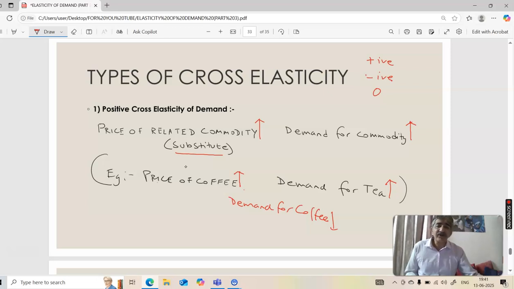So there's a direct relation between the price of related commodity and demand for the main commodity for which we are analyzing the cross elasticity. I hope this is clear. So when there is a direct relationship between the price of related commodity and the demand for the commodity, we say that there is positive cross elasticity of demand. This happens in the case of substitutes. I have given you the example of substitutes. Now let's proceed further.